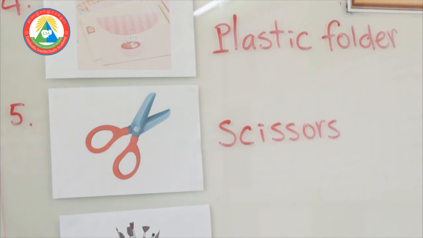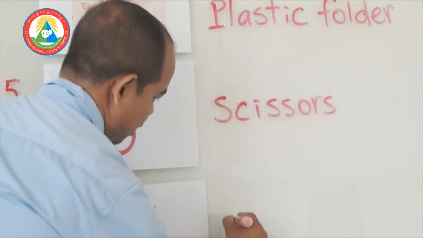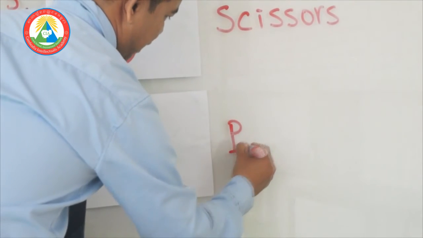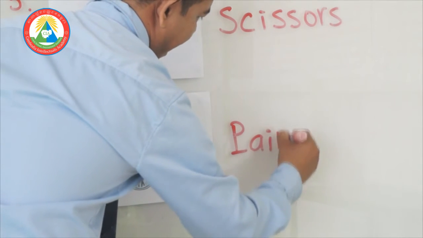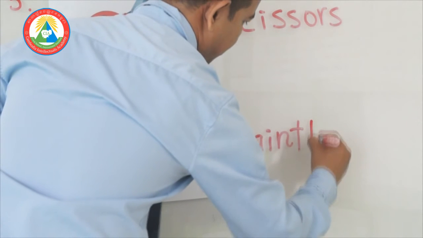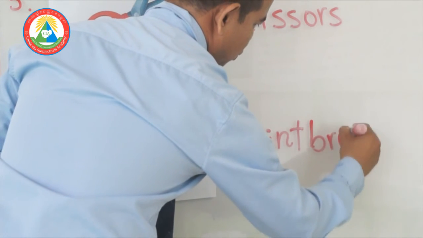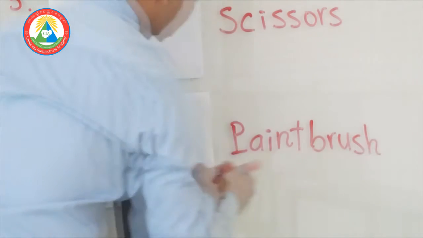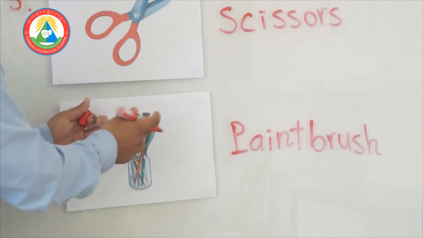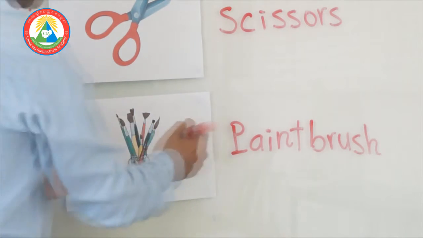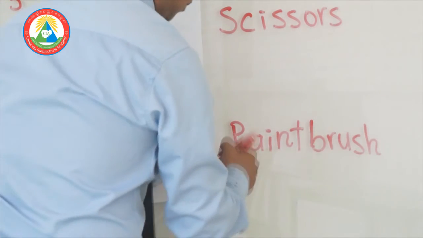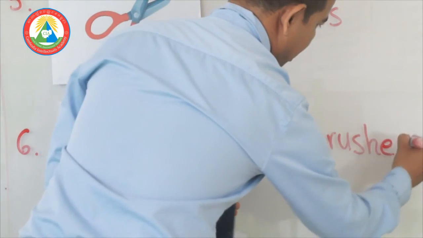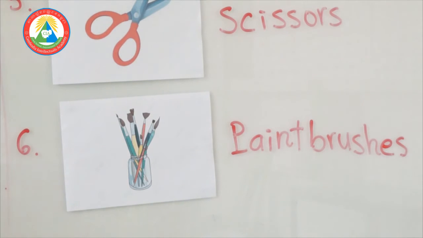And the last picture, paintbrush. The word paintbrush begins with letter P: P A I N T B R U S H. Now there are many brushes, so we write this word in the plural, paintbrushes. When we read, paintbrushes.